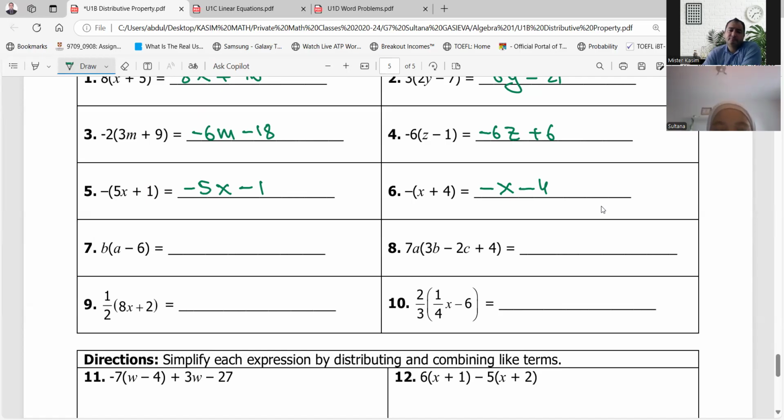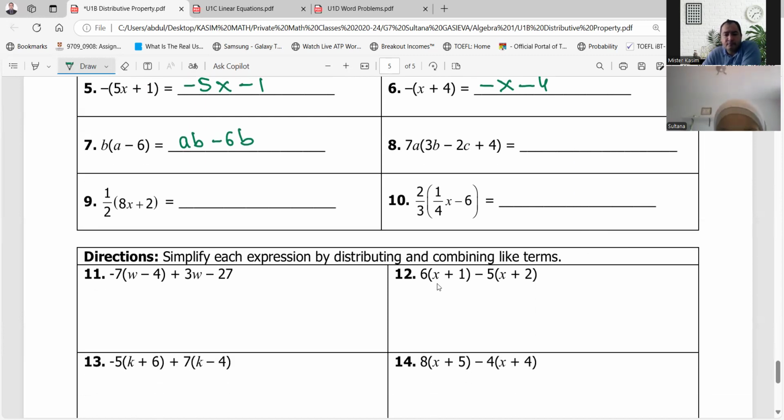Oh, okay. 7. B times A minus B: AB. We say AB in alphabetical order. AB and then minus 6B. Next.